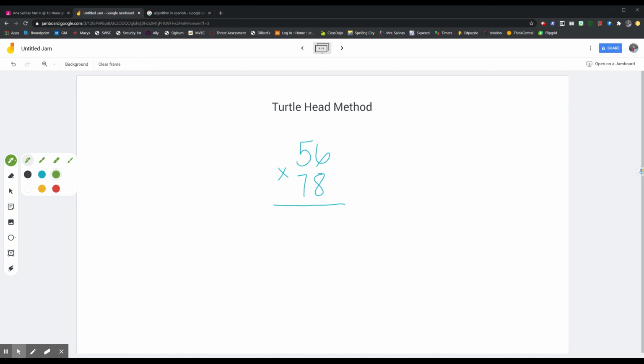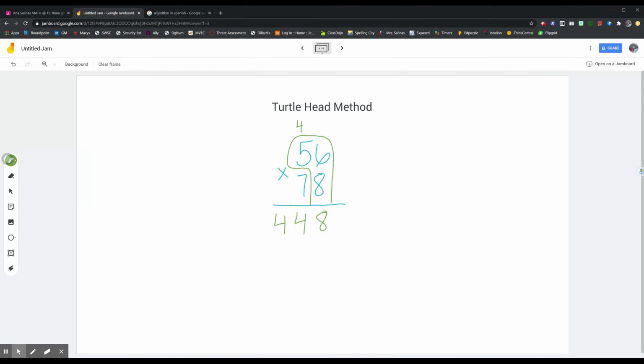So the first thing I'm going to do is add my turtle head. My turtle head goes around the first numbers I'm going to multiply. So the first numbers I'm going to multiply are the top number, 56, times the 8 in the ones place on the bottom. So then I can start multiplying. 8 times 6 is 48. I drop my 8. I regroup my 4. 8 times 5 is 40, plus the 4 on top is 44.